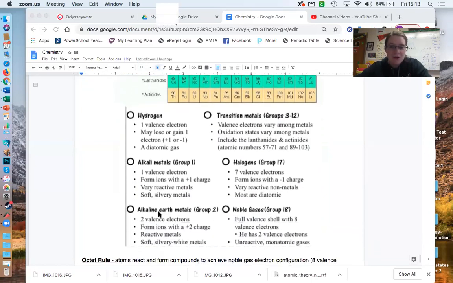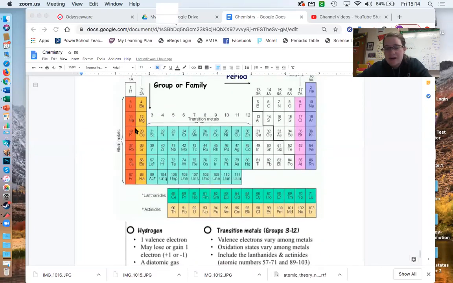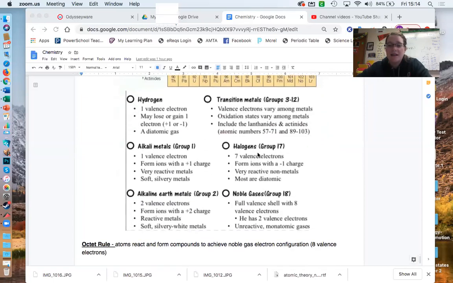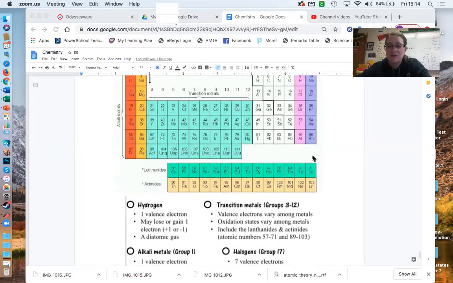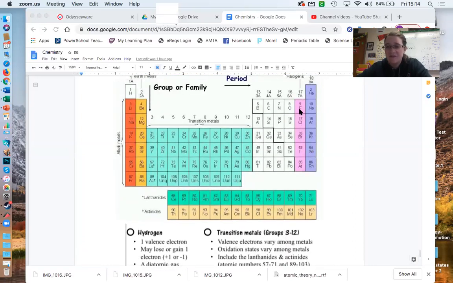In column 2, these are our alkaline earth metals, and they have 2 valence electrons, form a 2 plus charge when they form ions, and they are just reactive, so not very reactive, just kind of reactive. And so we see highly reactive, a little less reactive, and group 13 is still a little less reactive than group 2. Going to the other side, in group 17, we have halogens, and that's these ones right here. They have 7 valence electrons, form a charge of 1 minus when they form ions, and guess what?